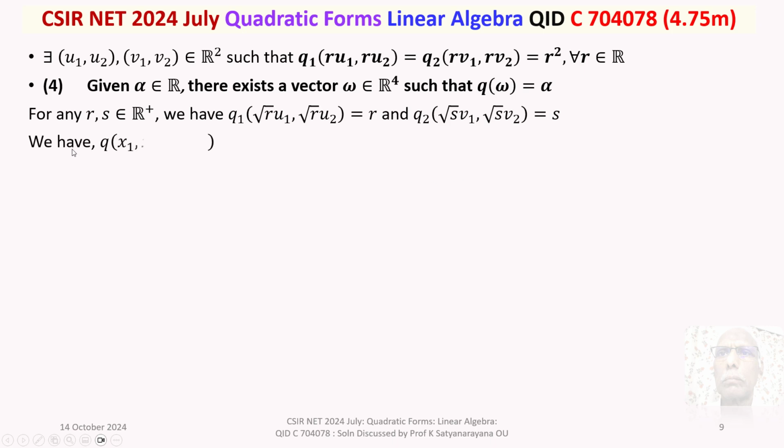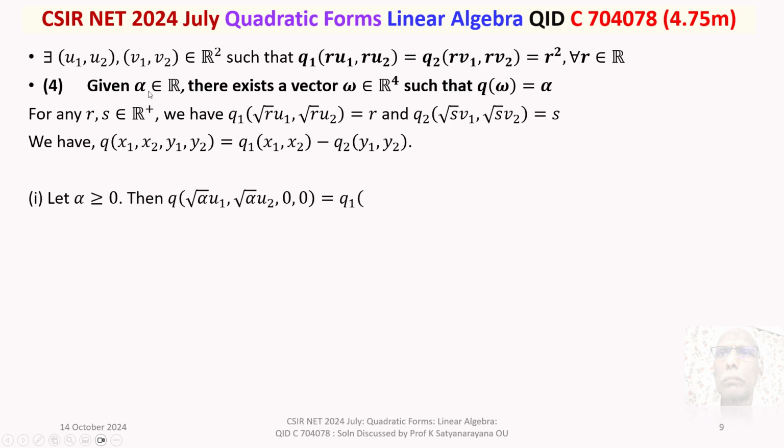We have Q of (x1, x2, y1, y2) is equal to Q1 at (x1, x2) minus Q2 at (y1, y2). Let alpha be any real number. So first case, let alpha be greater than or equal to 0. Then you can talk about root alpha in that case.